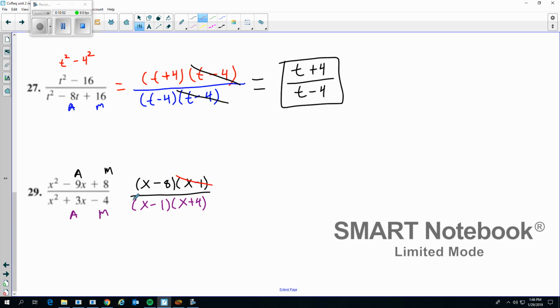So x minus 1 cancel out. So we're left with an x minus 8 over an x plus 4. And there you go.